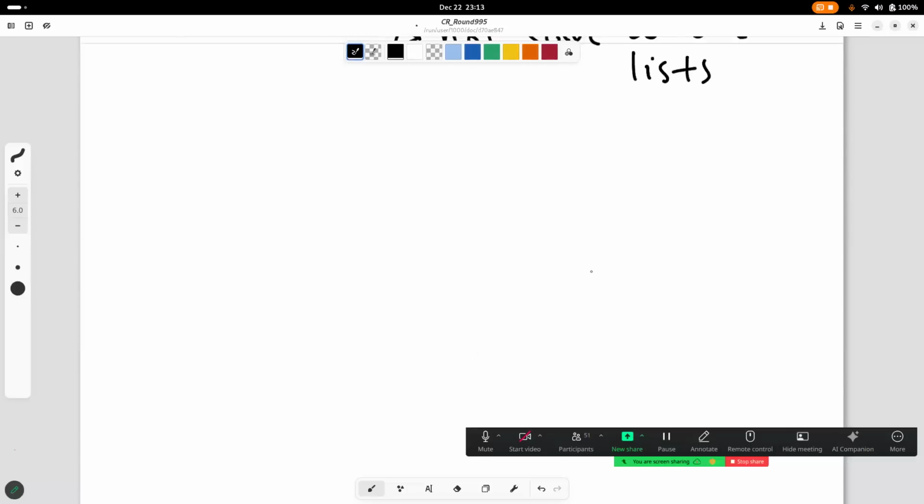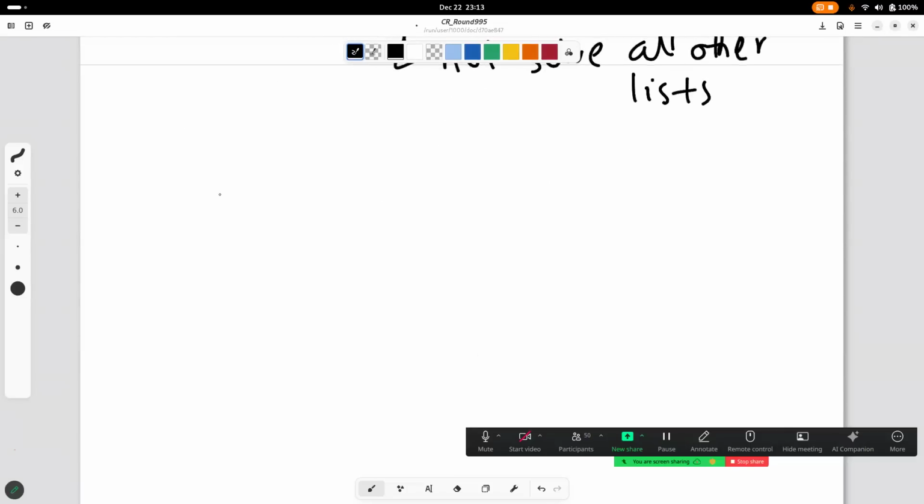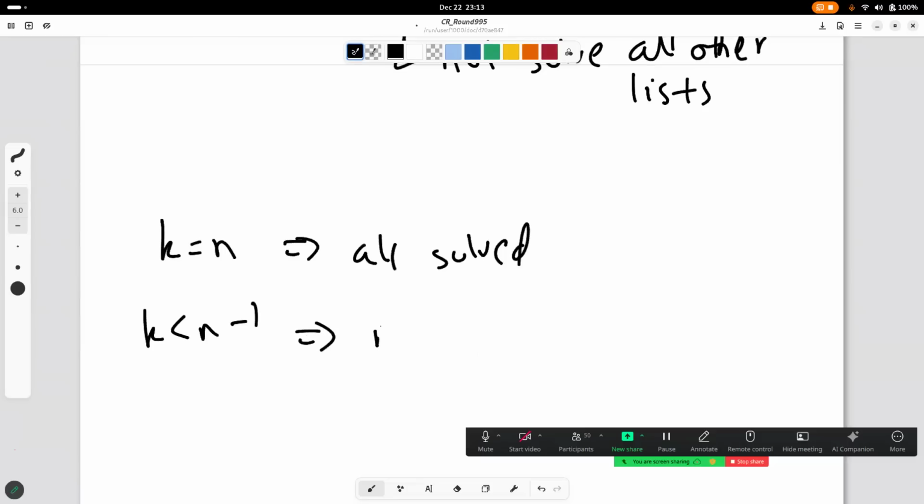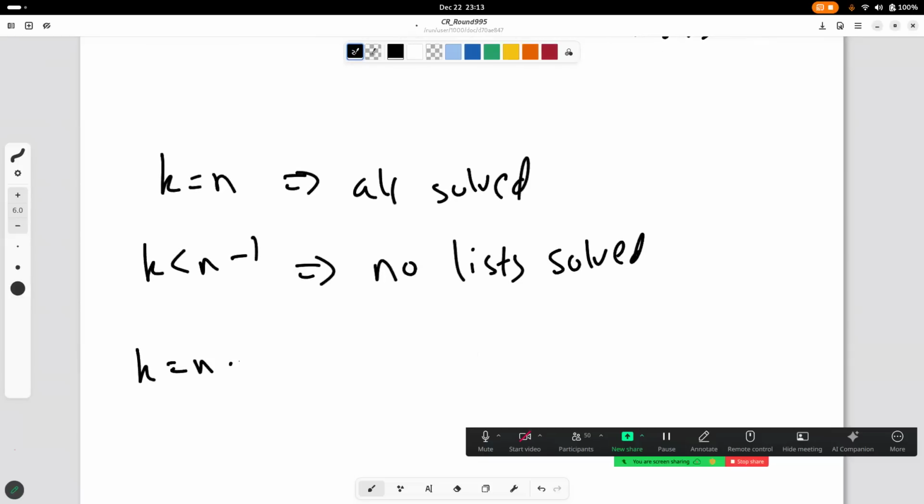So that was the overall idea of the problem. If k equal to n, all lists are solved. If k is less than n minus 1, no lists are solved. And if k is equal to n minus 1, exactly one list can be solved among all possible lists. It may happen that that list is not present.